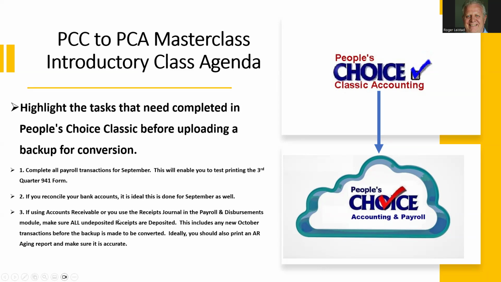There's a few of you that are using accounts receivable. You do need to have all your undeposited receipts deposited before you submit your backup for conversion. And that's going to have somewhat of a low priority here in the beginning because there's only some that use the accounts receivable. And so the class session where maybe we focus more on the receivable side of things, we'll announce that. And those of you who don't use the accounts receivable function in People's Choice Classic and don't plan to use it in the upgrade won't need to necessarily attend that particular class.